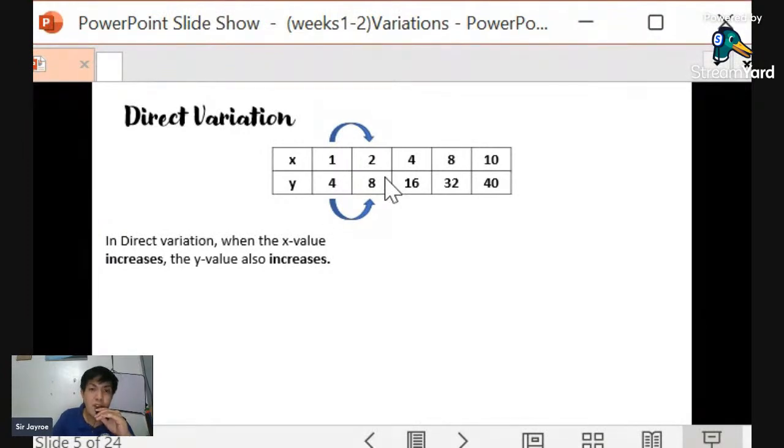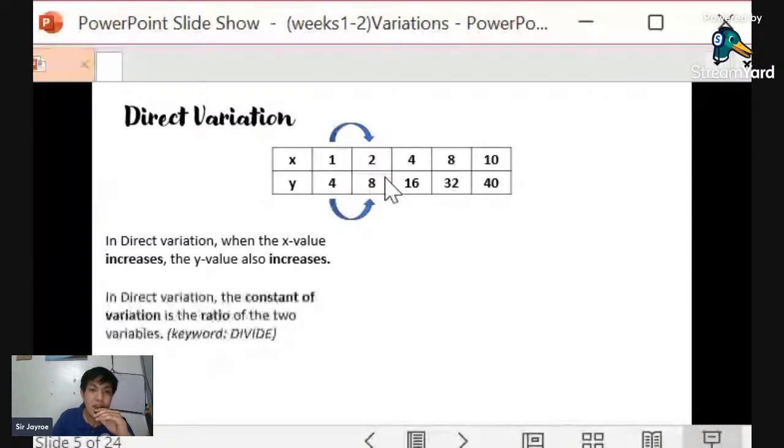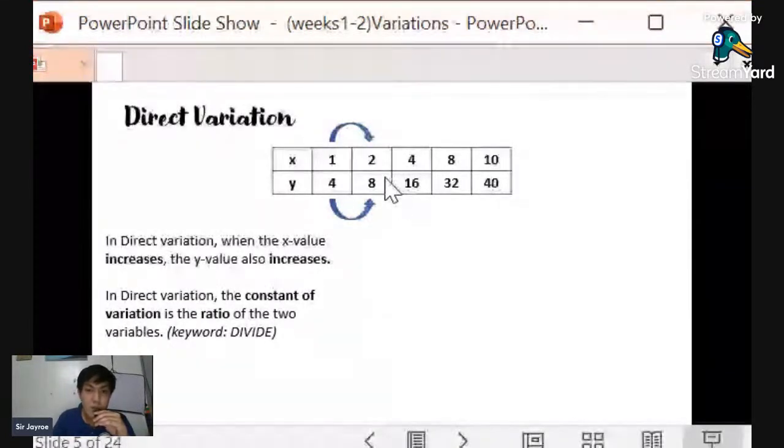So how are we going to take the constant? Paano ba natin malalaman yung constant? Okay, here. In direct variation, the constant of variation is the ratio of the two variables. When we say the ratio of the two variables, the keyword here is divide. So we are going to divide the y value to the x value respectively, okay? Kung ano yung katapat niya.